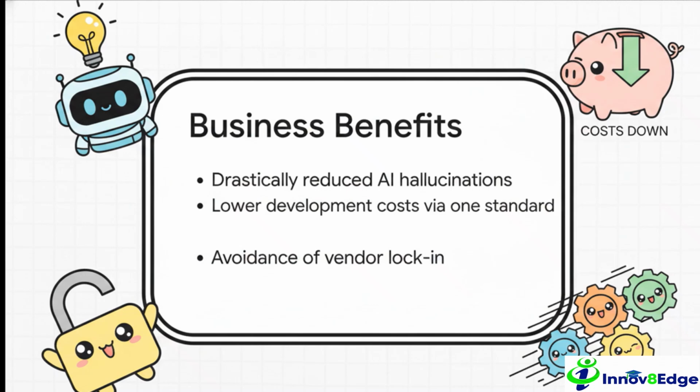Second, you dramatically slash development costs by killing off that N times M integration nightmare we talked about earlier. Third, since MCP is an open-source standard, you completely avoid vendor lock-in. You can literally swap out underlying AI models without rebuilding your data connections. The ultimate result? A massive, massive leap forward in workflow automation.